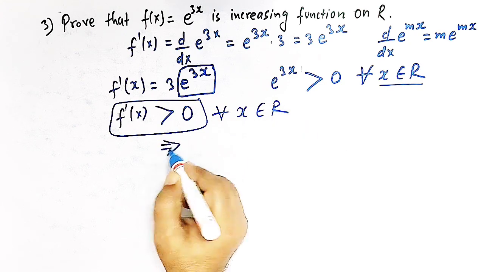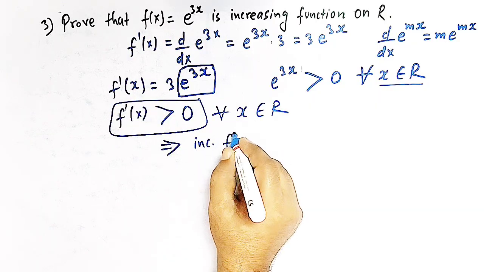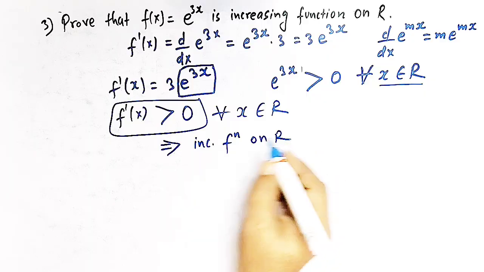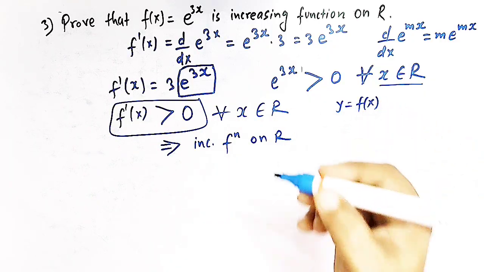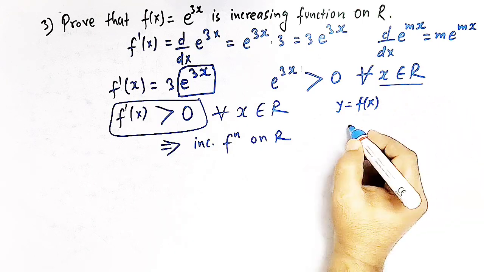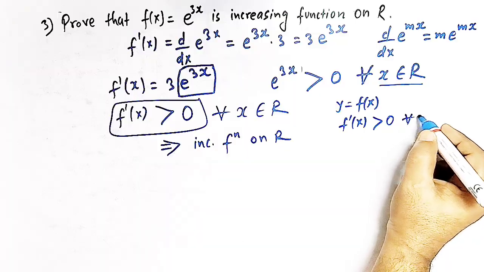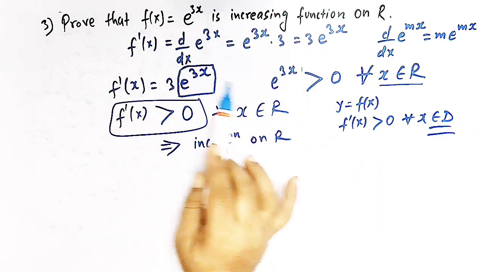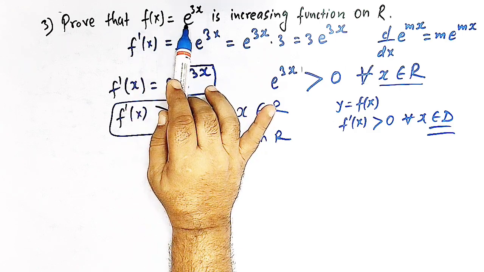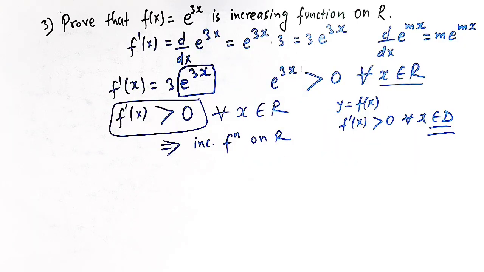So this proves that this function is an increasing function on R, because we know that a function y equal to f of x is an increasing function if f prime of x is greater than 0 for all x belonging to the domain, right? So this is how we can prove that the function e raised to 3x is an increasing function on the set of real numbers.